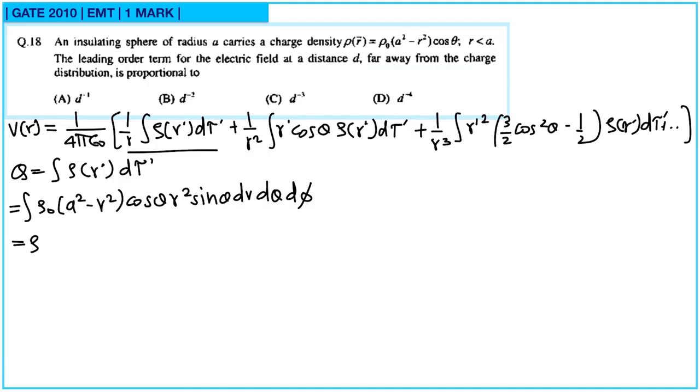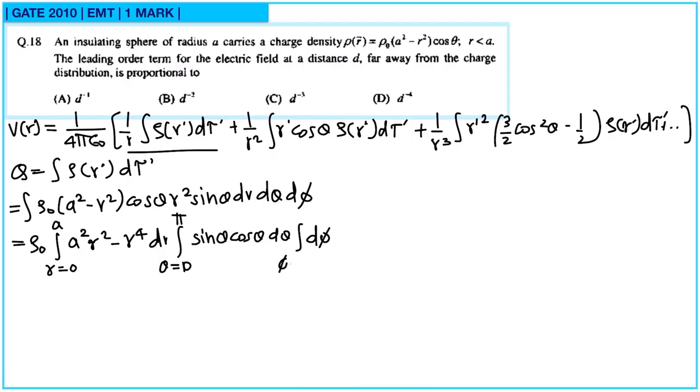So this will be equal to rho naught, which is constant. First integration will be a square r square minus r raised to 4 dr, and r is running from 0 to its radius, that is a. Then the second term we have sin theta into cos theta into d theta, and theta will go from 0 to pi, and the last term d phi, and phi will go from 0 to 2 pi. So this will be equal to rho naught. This will be r cube by 3, and by putting the limit we will get a raised to 5 by 3, minus a raised to 5 by 5.